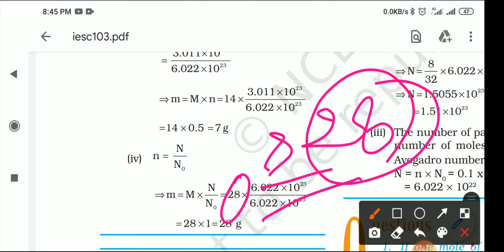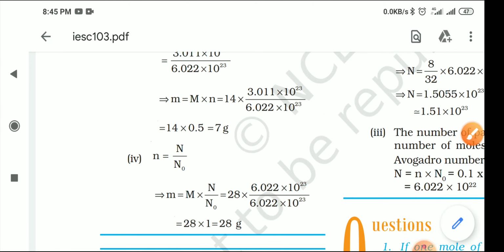The questions are actually very simple. You just need to know where and how you are going to manipulate the formula. As I told you, the formula is that number of moles equals given mass over molar mass, and when the number of particles is given, you need to use Avogadro number, which is 6.022 into 10 to the power 23.